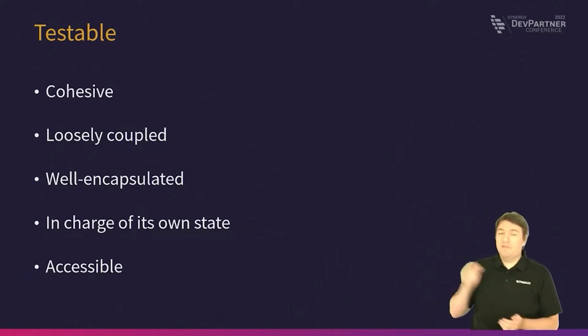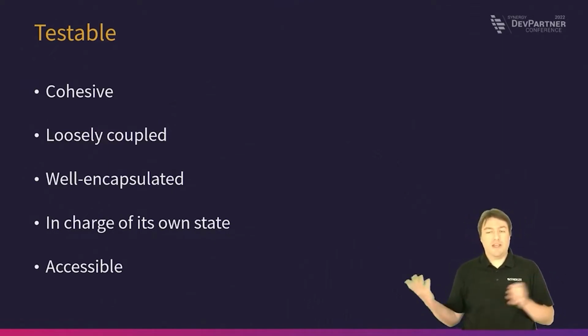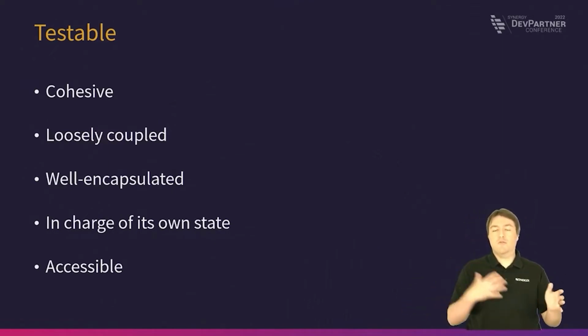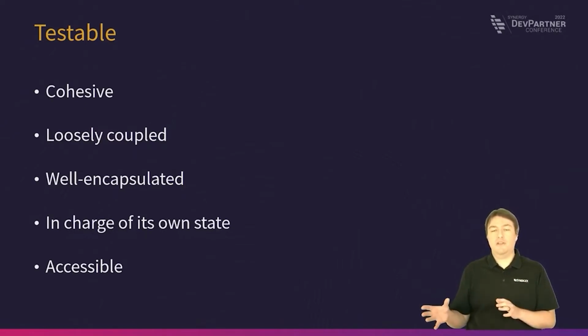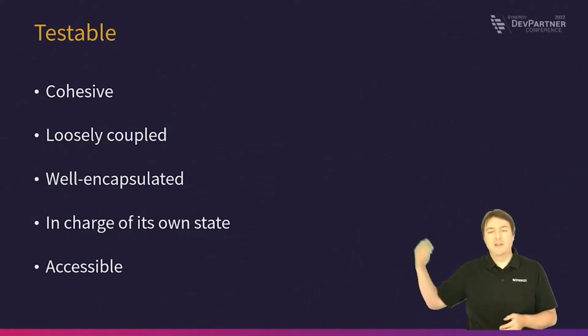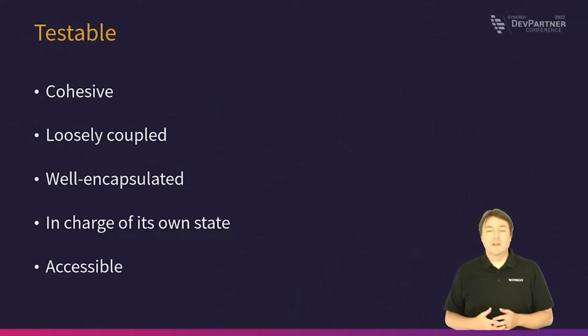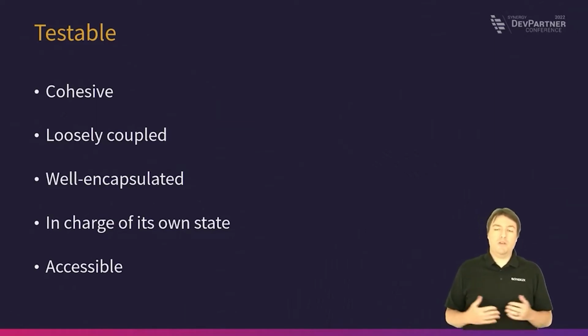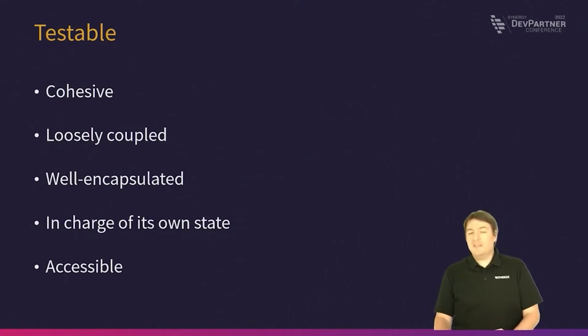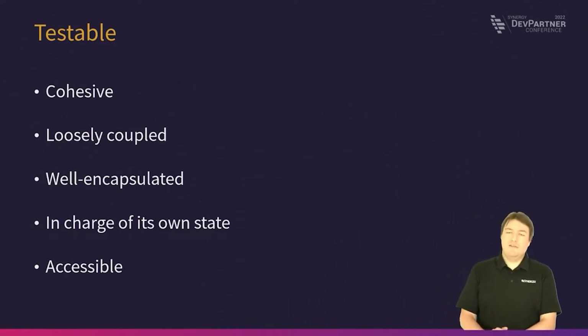Well encapsulated is really just the natural progression of the previous two. Your software is well encapsulated if you restrict the direct access of data or components that should not be accessed externally. We usually do this by paying attention to accessibility in classes and only exposing what we want to expose from an interface. Code is also testable if it's in charge of its own state.